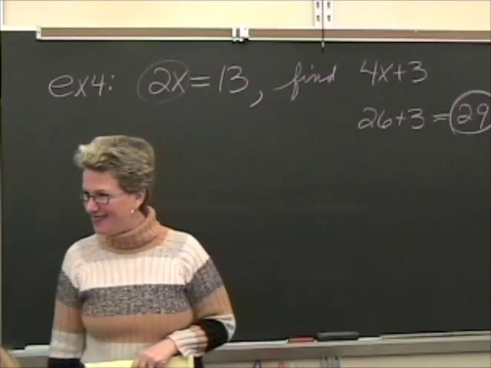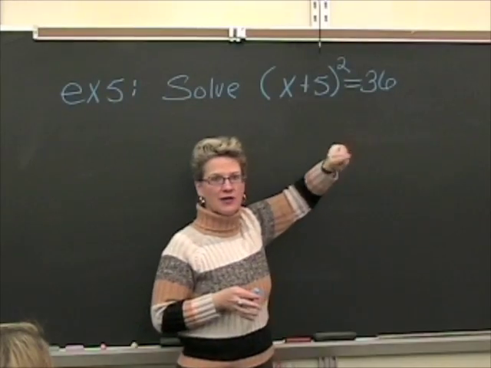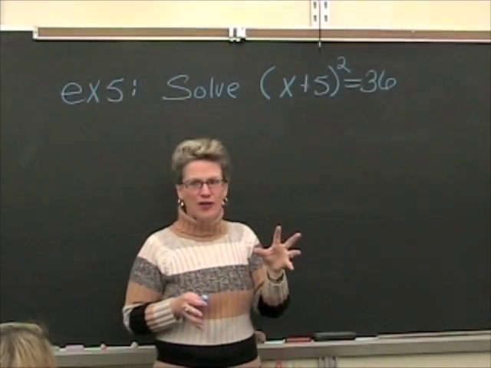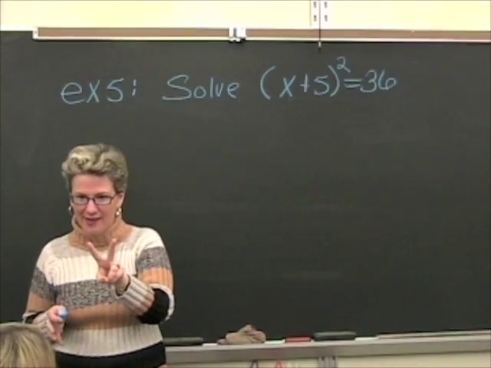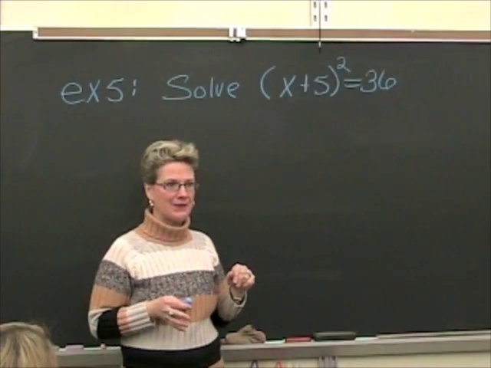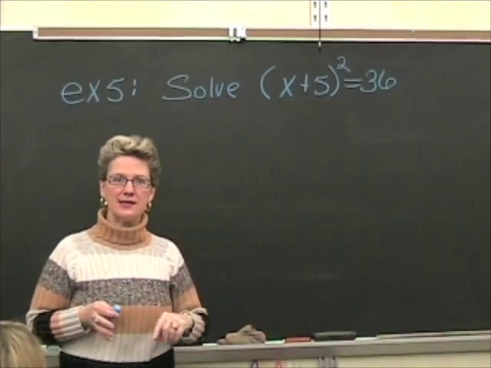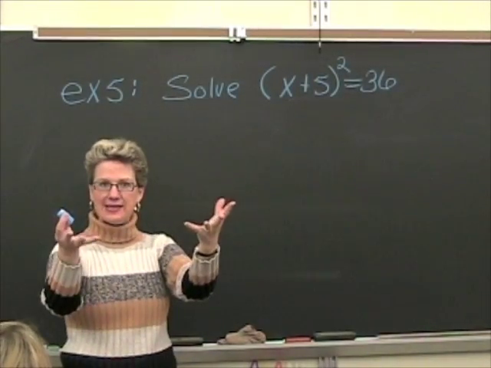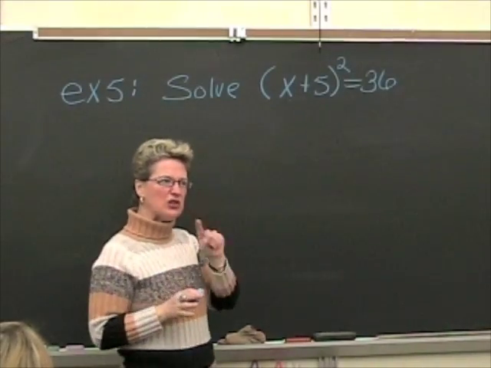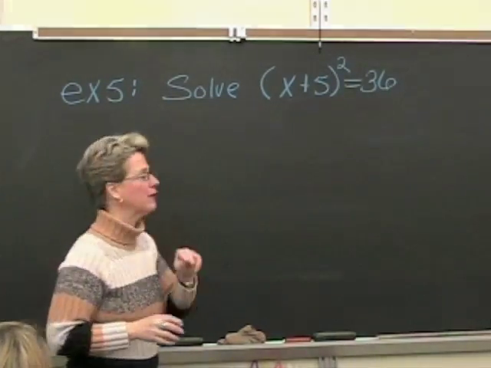Isn't that slick? So there's some number out there that if I square it, I'll get 36. In fact, there's not just one, there's 2 numbers out there that if I square them, I will get 36. What are they? Think of a number, if I take it times itself, I'll get 36. 6 and negative 6? Yes. So, the solution to this problem is twofold.